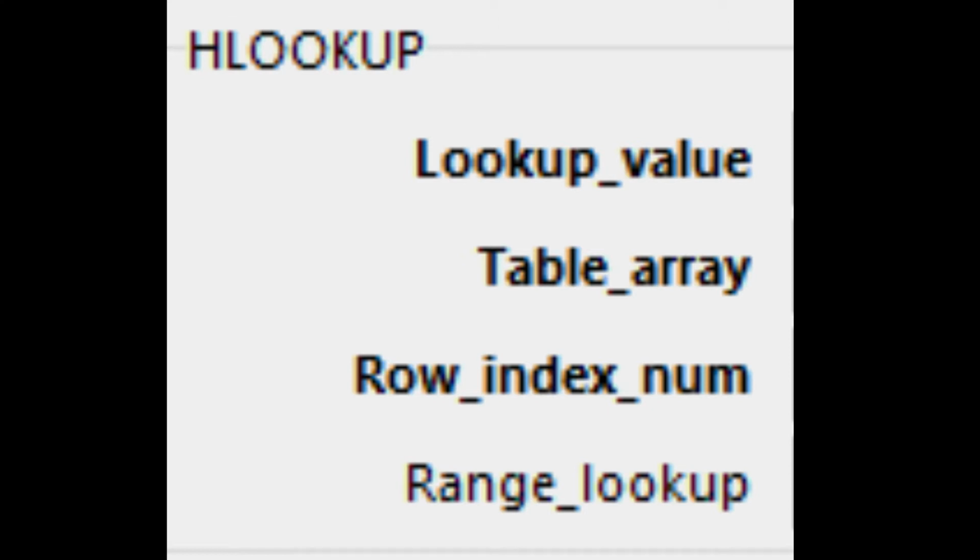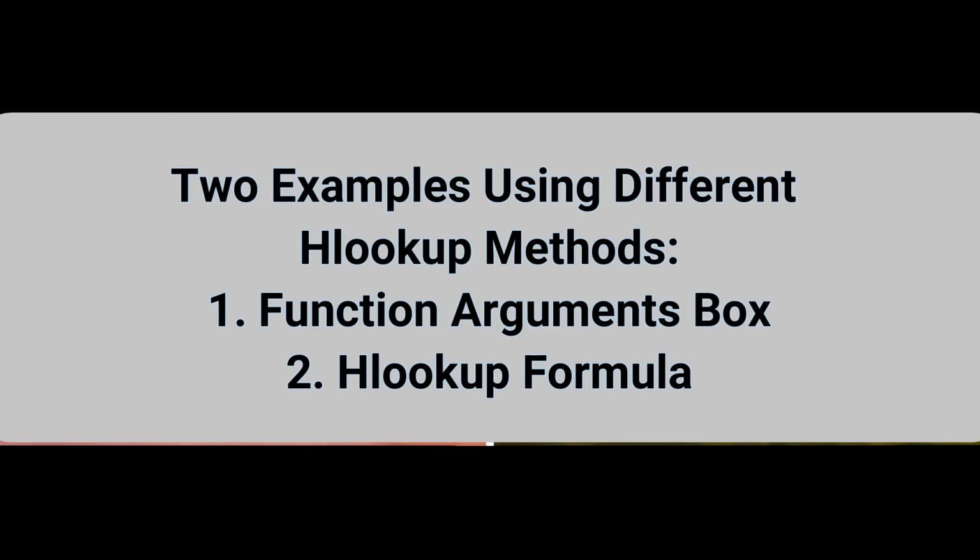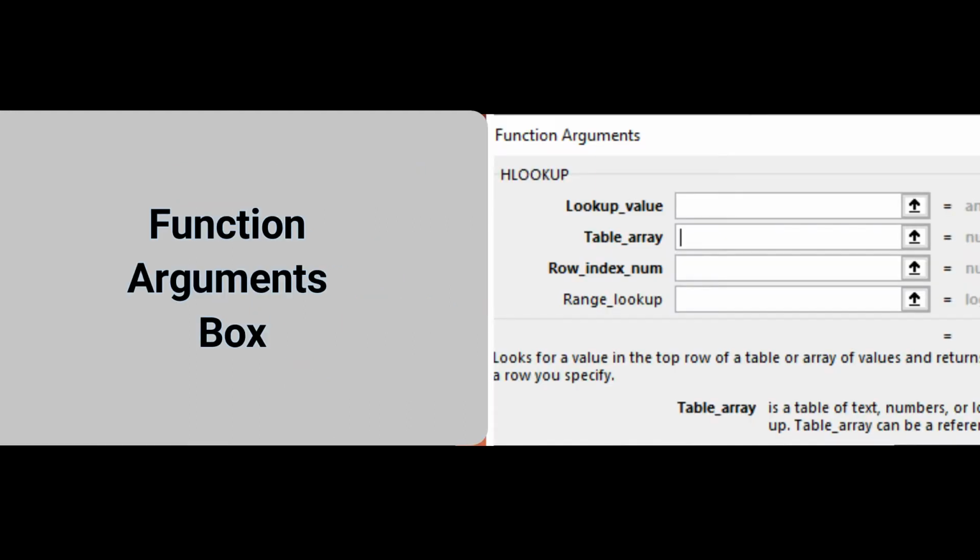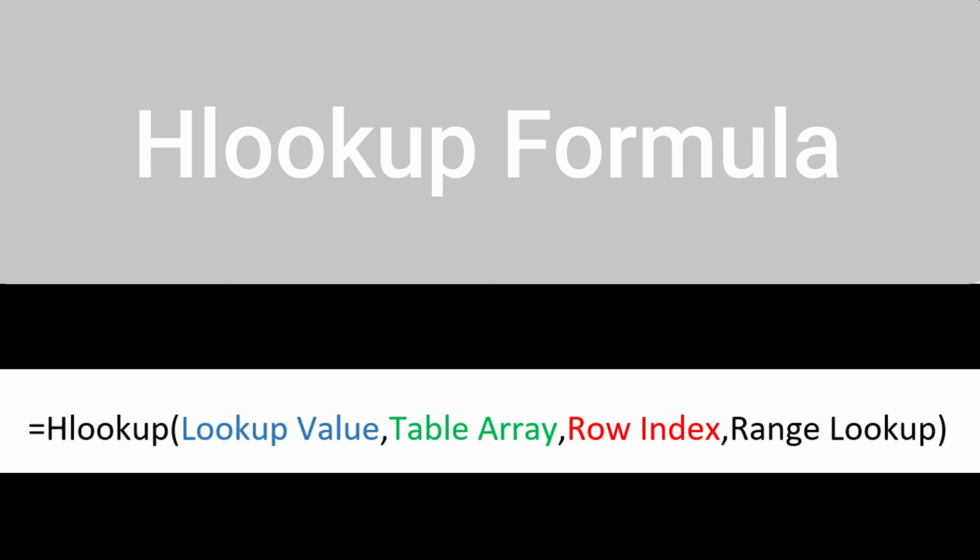Hlookup is made up of 4 inputs: the lookup value, table array, row index, and range lookup. The only difference between an Hlookup and a Vlookup, again, is that Hlookup uses rows versus Vlookup uses columns. This training provides 2 examples that I will use to walk through each of the 4 inputs which make up the Hlookup function. In the first example, I will use the function arguments box to answer the question, and in the second example, I will actually just use the Hlookup formula to answer the question, so you can see it in 2 different ways.